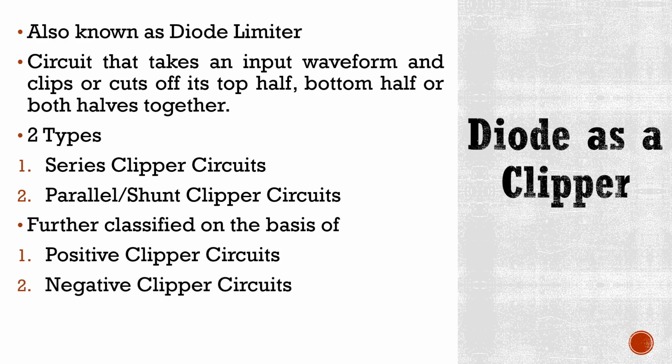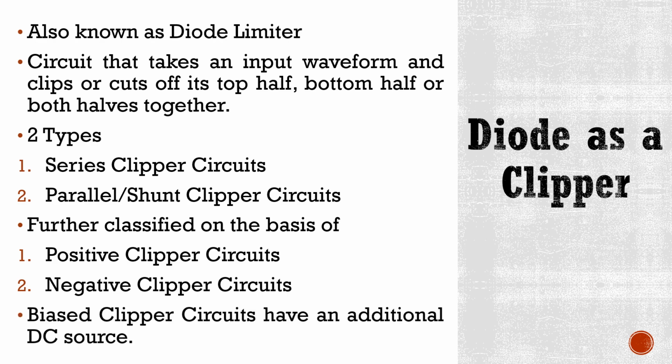Positive clipper circuits remove or limit the positive half cycle of the input signal, while negative clipper circuits remove or limit the negative half cycle of the input signal. In biased clipper circuits, the level to which an AC voltage is limited can be adjusted by adding a DC battery in the clipper circuits.